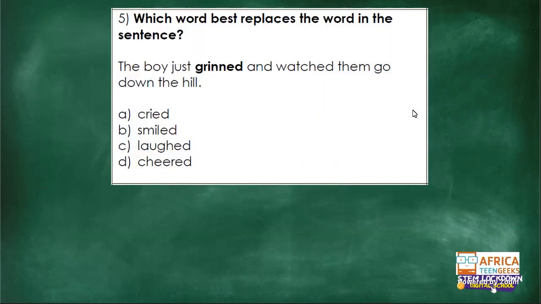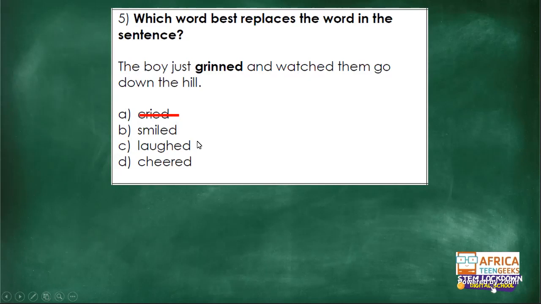I'm going to ask Mandla now. I see Mandla's hand is up. So which word best replaces the word in the sentence: The boy just grinned and watched them go down the hill. Which word means grinned? Smiled. But let's go through them first. A, cried. Is that true or false? False. Smiled, you say, could be the right one.